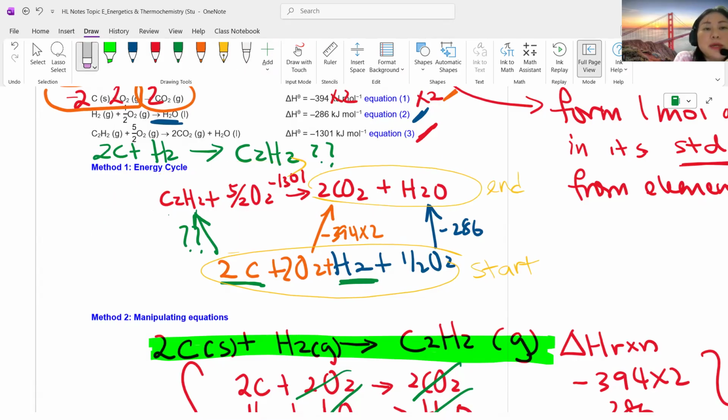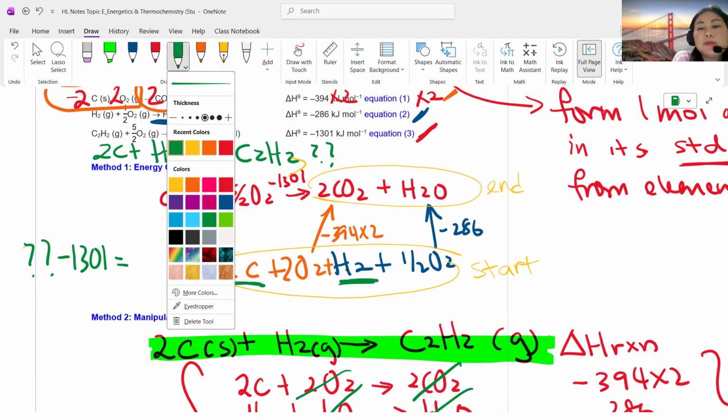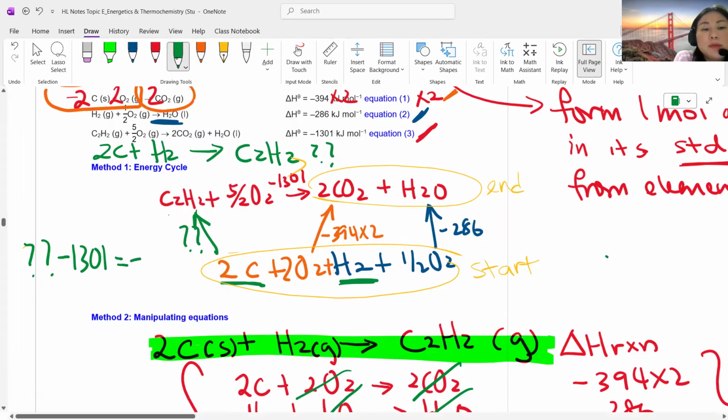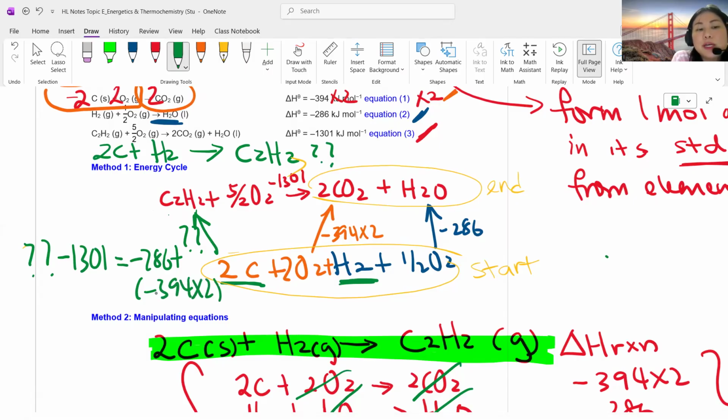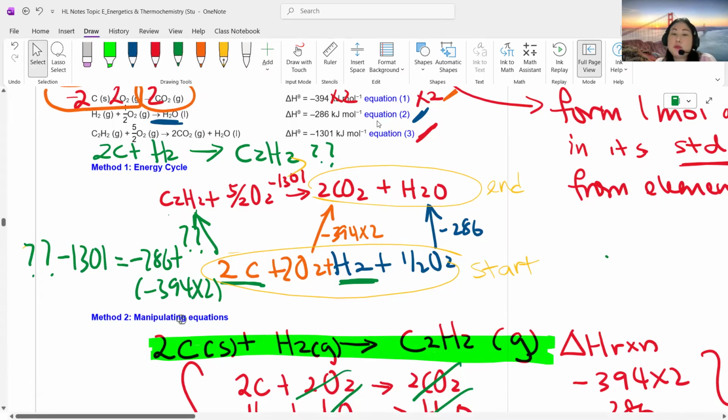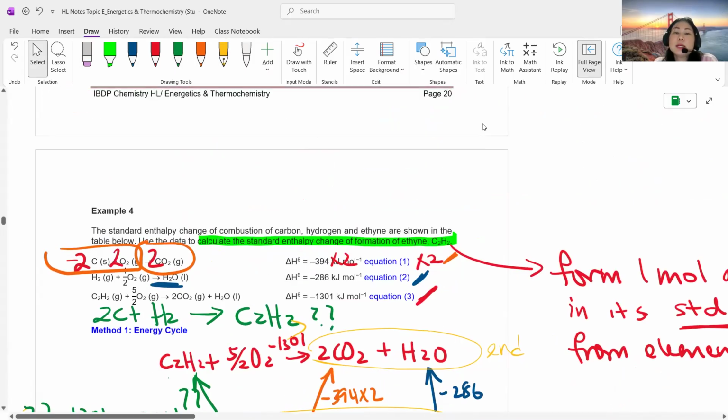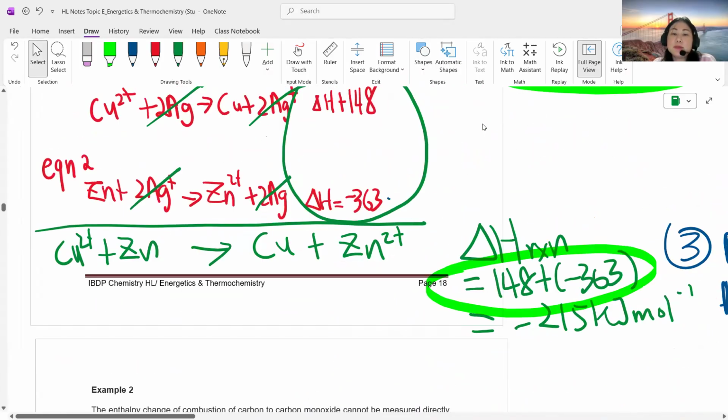So it will be question mark plus negative 1301. It must equal the sum of these two, orange and blue: minus 286 plus minus 394 times 2. So rearrange, make question mark the subject, then you'll be able to find the enthalpy change of the reaction. Okay, so that's using the Hess's law cycle.